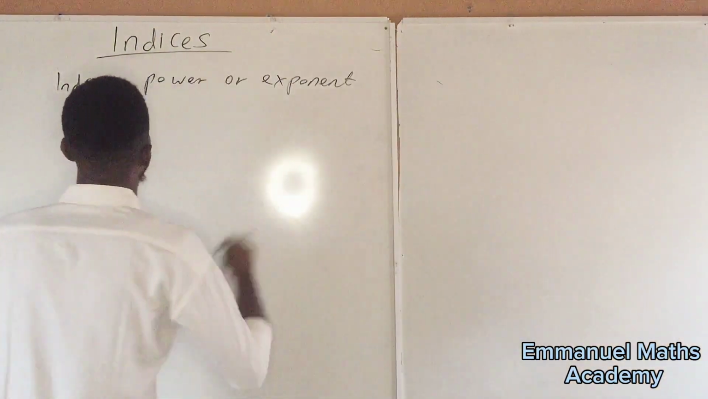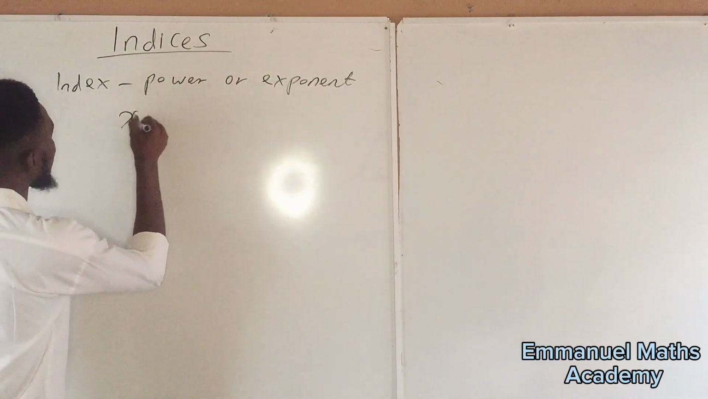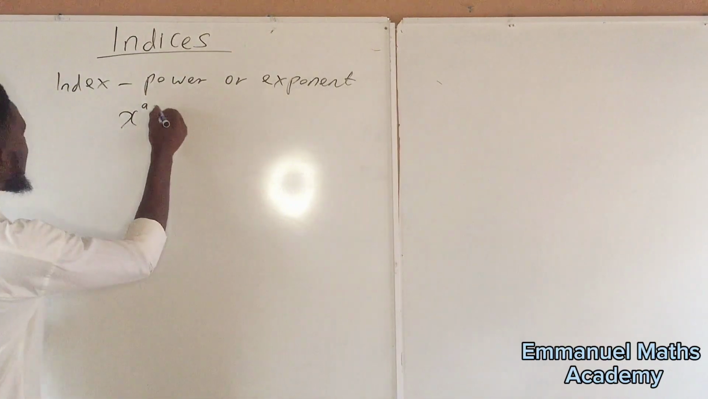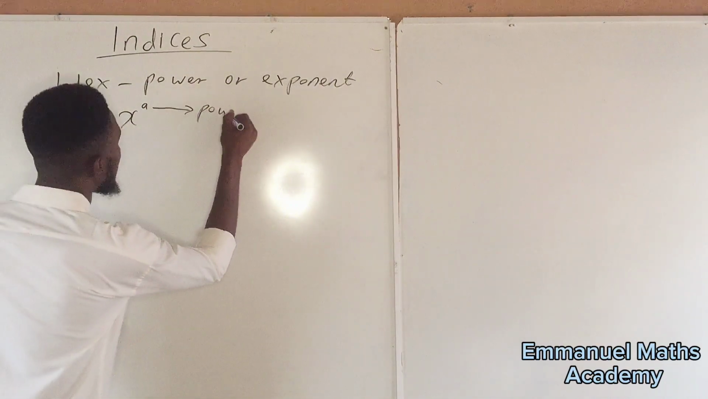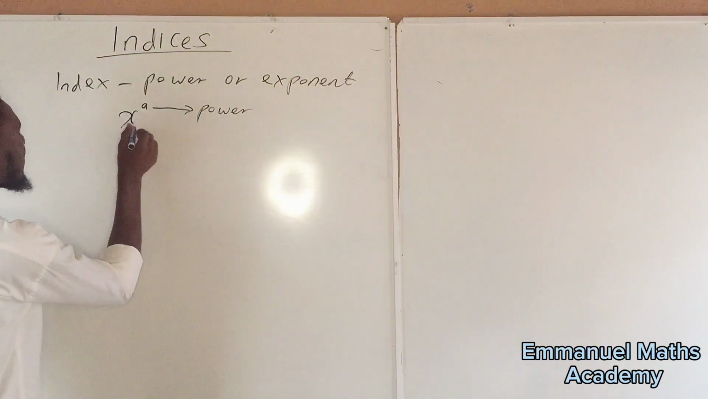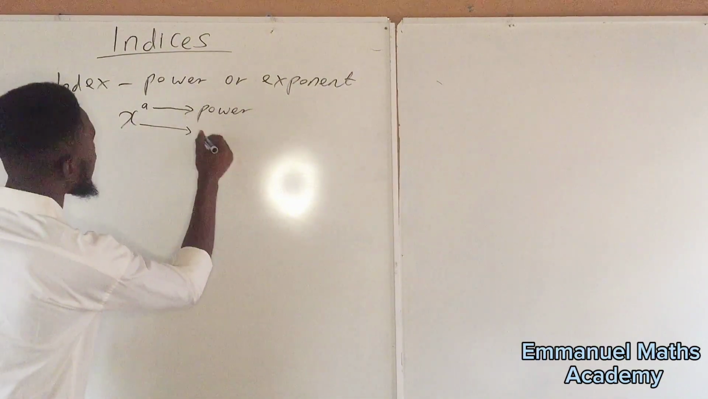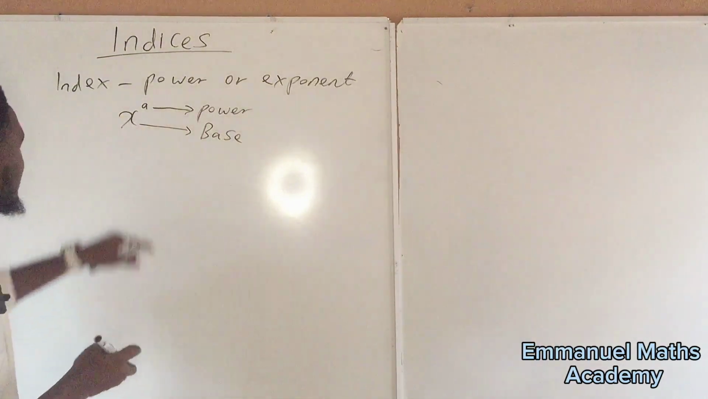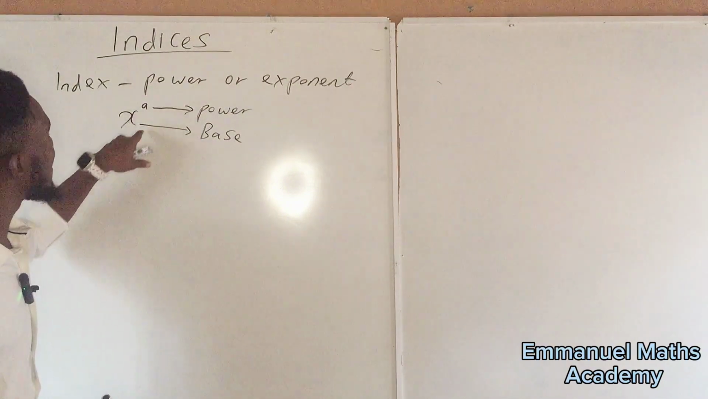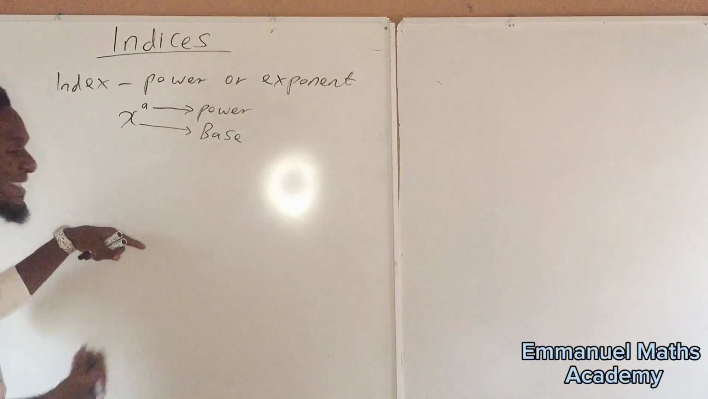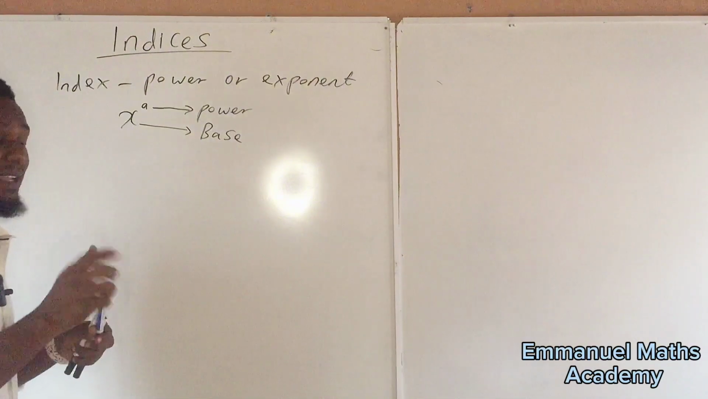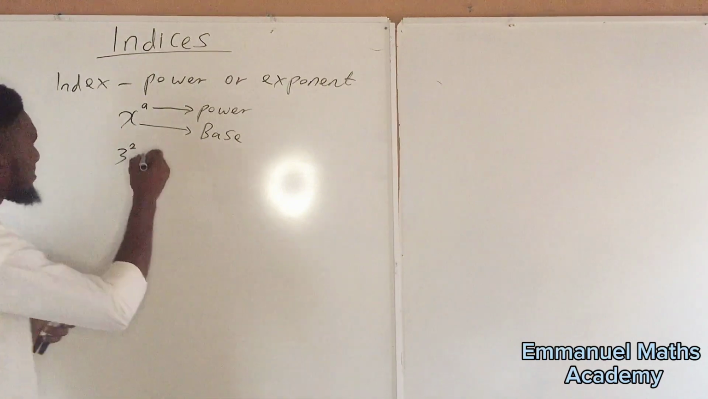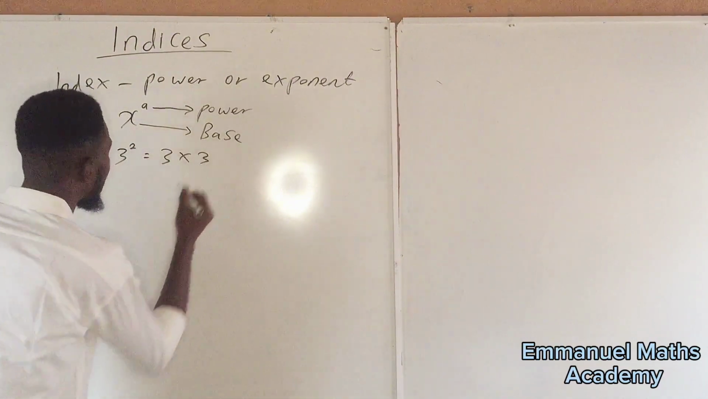Now, look at what I mean. If you are given x raised to power a, you can say that a is the power, and x is the base, which is the number, right? So this simply means x raised to power a means x multiplying itself a times. Now, example, if you are given 3 raised to power 2, this simply means 3 times 3, right?